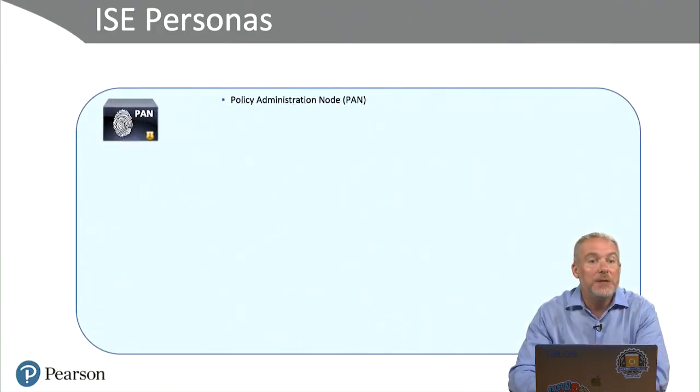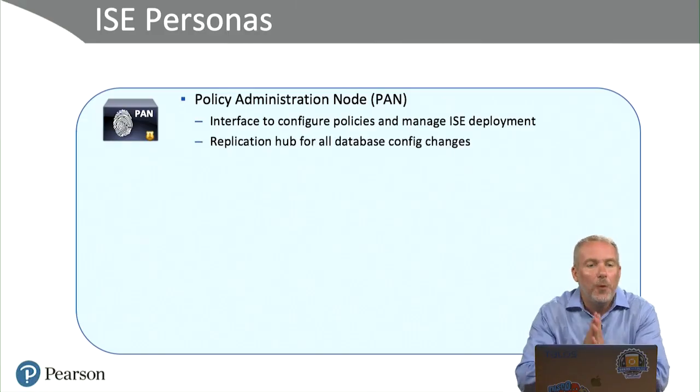Remember we talked about personas earlier. The 4 main types of personas we're going to be dealing with are the admin node. So this is the guy that we log into to do all of our administration of the system itself. He's also the replication hub for all the database changes. He's basically the brains of the operation and controls everything.